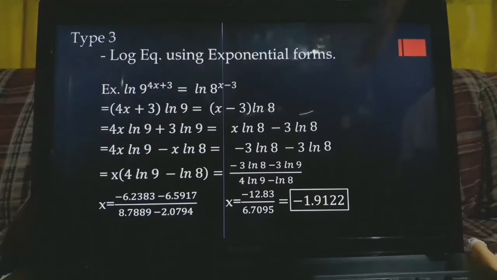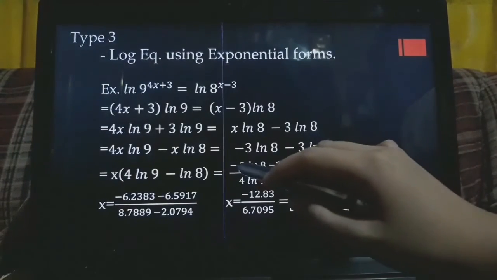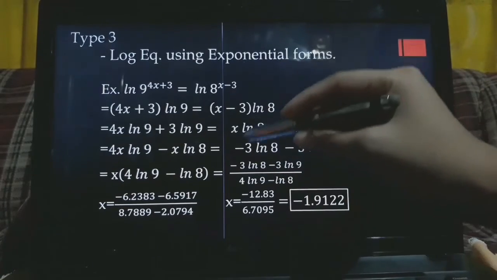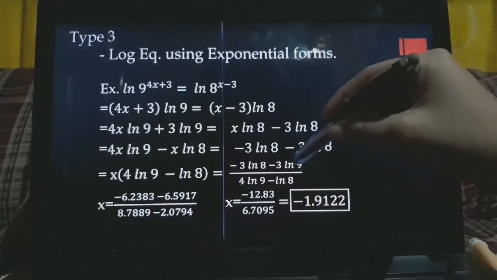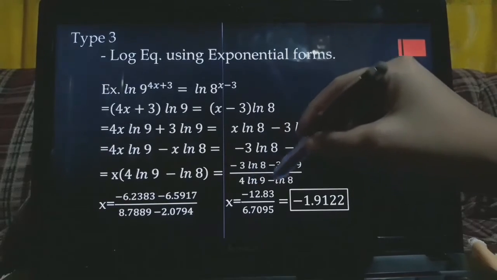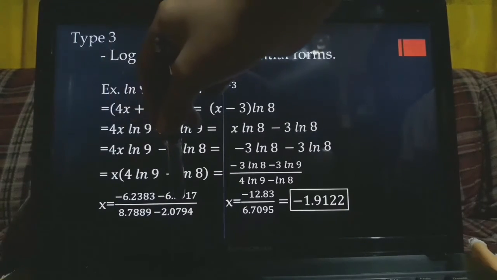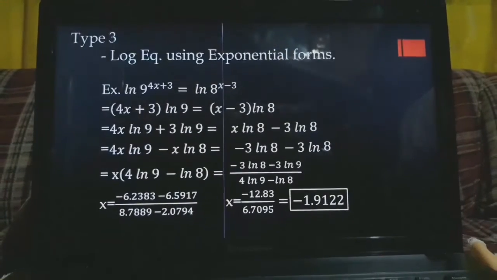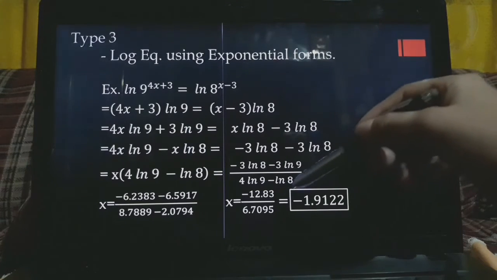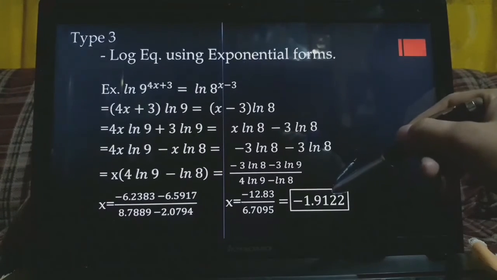And then x is equal to, input this on your calculator. This one, negative 3 natural log of 8. Just input this one in your calculator. Then the answer will be this one. Just 4 decimal places, remember. And then simplify. The final answer will be negative 1.9122.